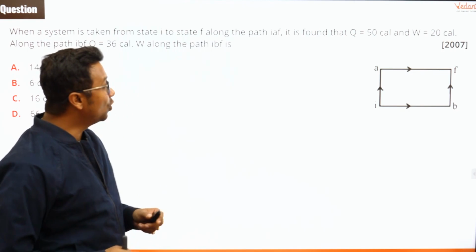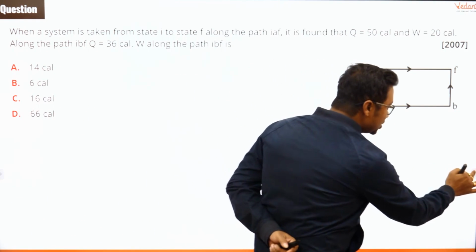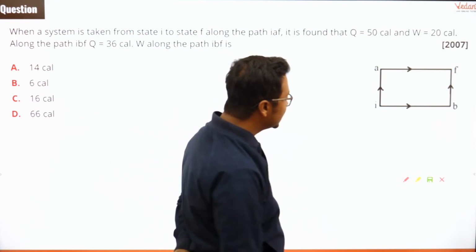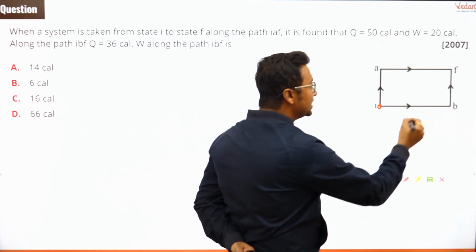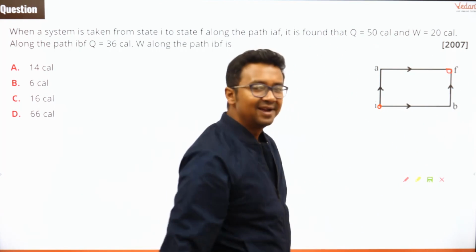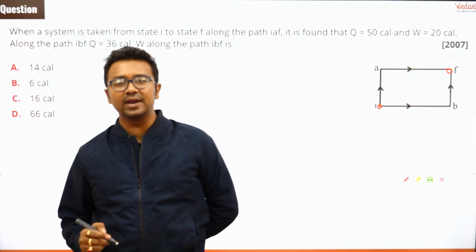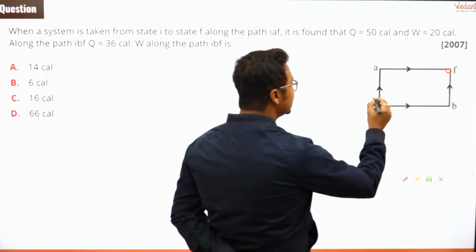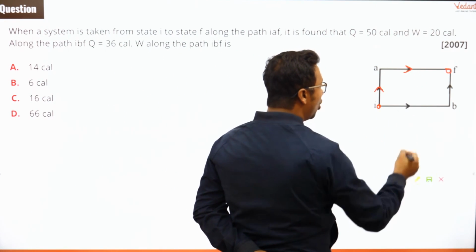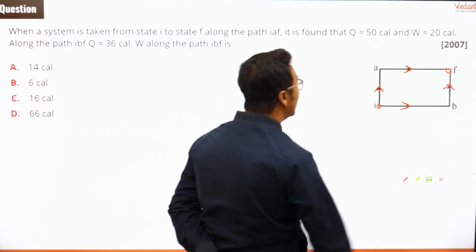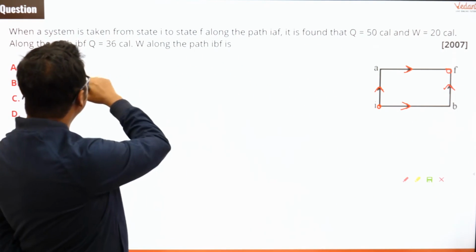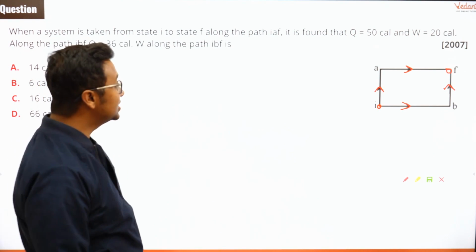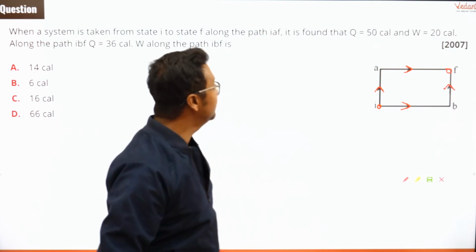All right, these are all indicator diagram based problems of previous year's JEE. So this is my initial point and I am going to my final point. I can go from the initial to the final point through two different processes. I can take this path or I can take this path. Now as per the question, when a system is taken from state I to state F along the path IAF, that is through this. Clear?